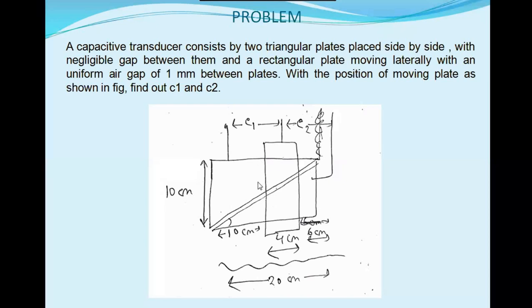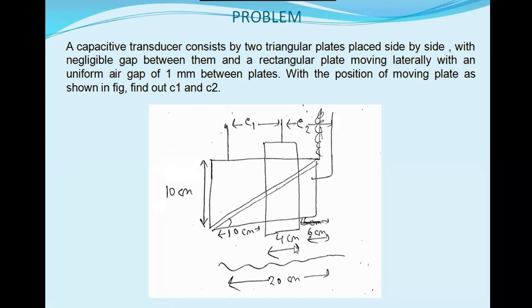This is the fixed plate and this is the moving plate, with a uniform gap of 1 millimeter between the plates. That means the air gap is 1 millimeter between this moving plate and the fixed plate. So this is the diagram that is given to you.